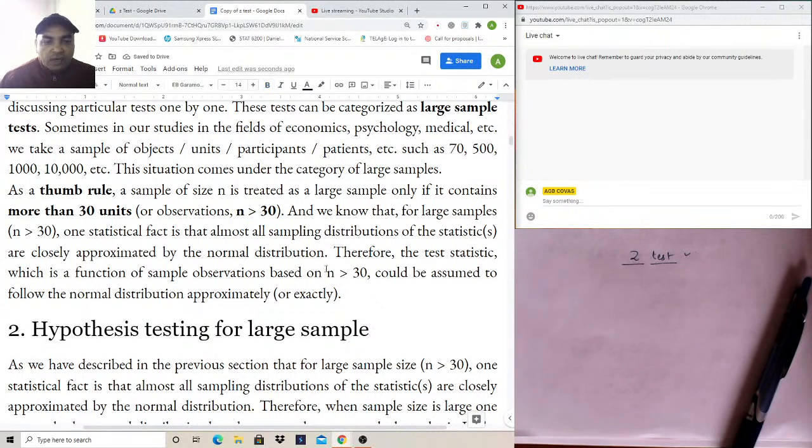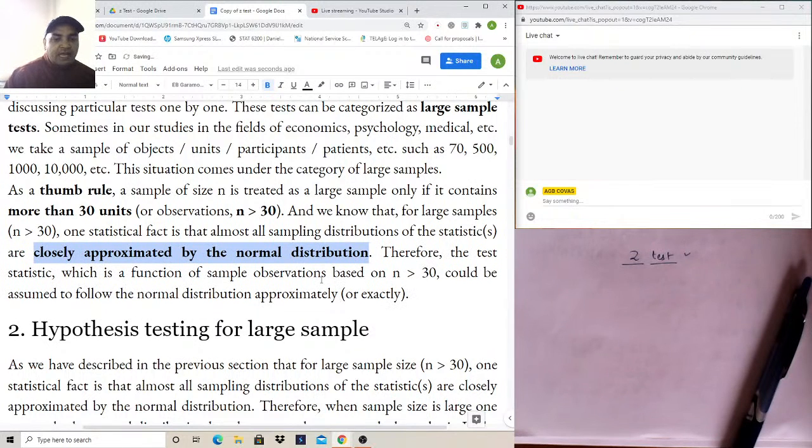We know that for large samples, that is n greater than 30, one statistical fact is that almost all sampling distributions of the statistics are closely approximated by the normal distribution. That is, when the sample size is greater than 30, the sample statistics approximately follow the normal distribution. Therefore, a test statistic, which is a function of sample observations based on n greater than 30, can be assumed to follow the normal distribution approximately or exactly.